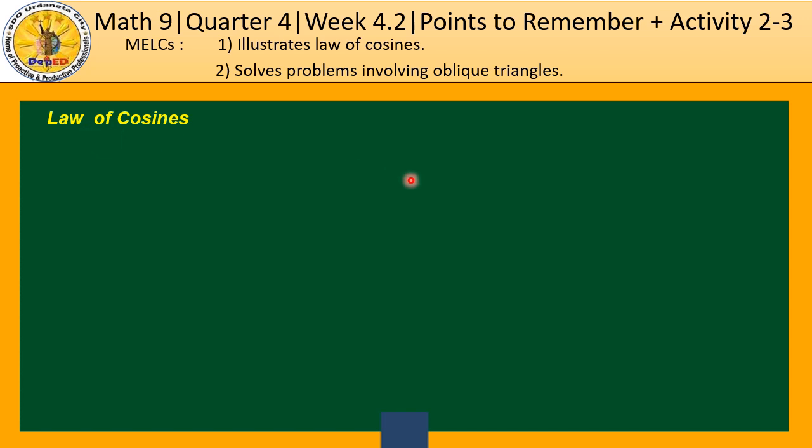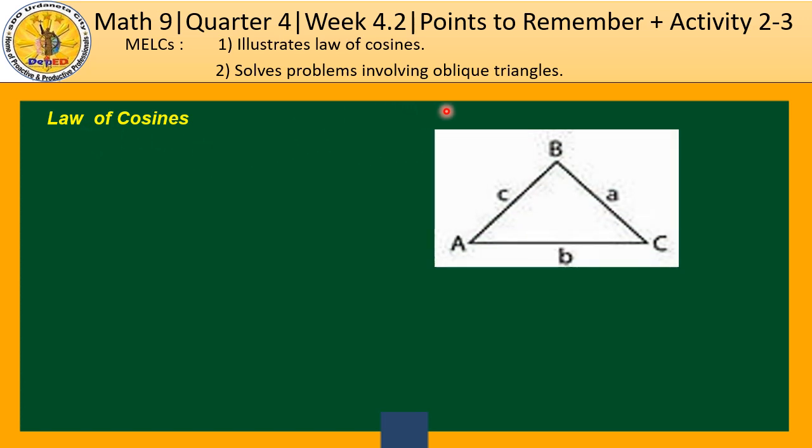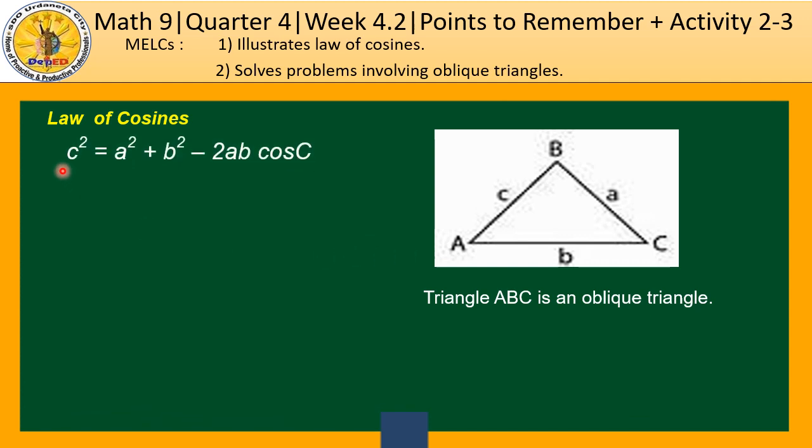Okay, the law of cosines. The law of cosines is not applicable only for oblique triangles. It is also applicable for right triangles, the problems that can be solved using the Pythagorean theorem. But this time we will concentrate on oblique triangles. So here is the cosine law: c squared is equal to a squared plus b squared minus 2ab times cosine C.